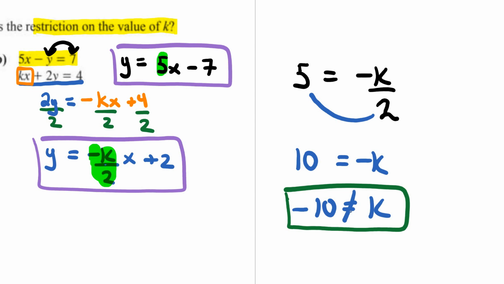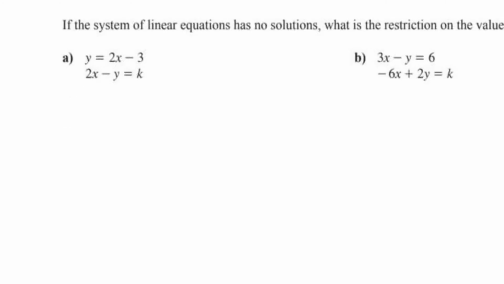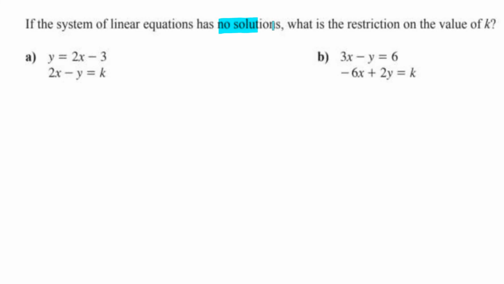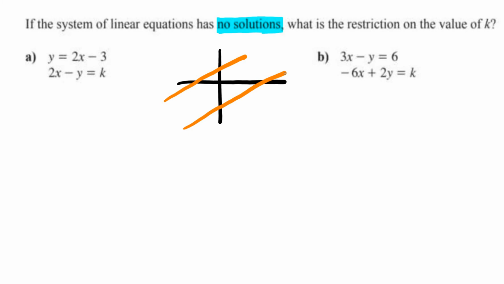That's the idea with some of these theory-based problems for questions 2 and 3. I'll do one more problem, 3A, to wrap up, and then that'll be it for this homework video. In this question, we want no solutions. So what has to happen to k to have no solutions? Remember what that looks like: you need the same slope, but different y-intercepts.